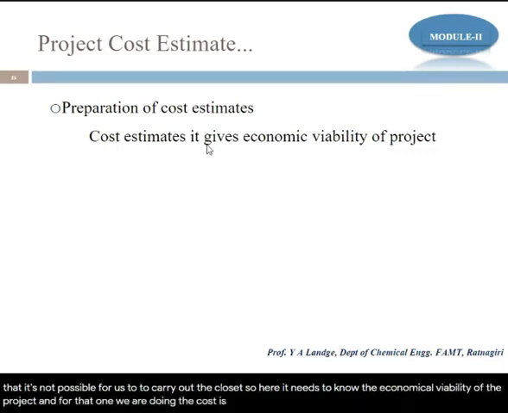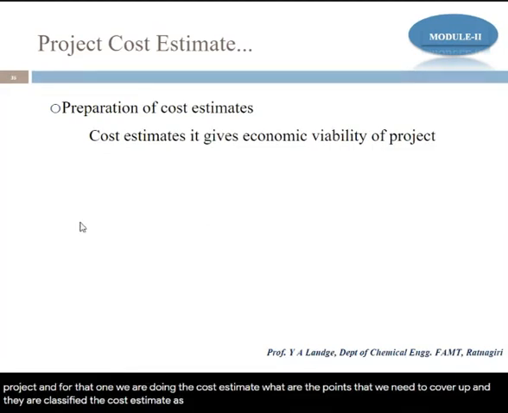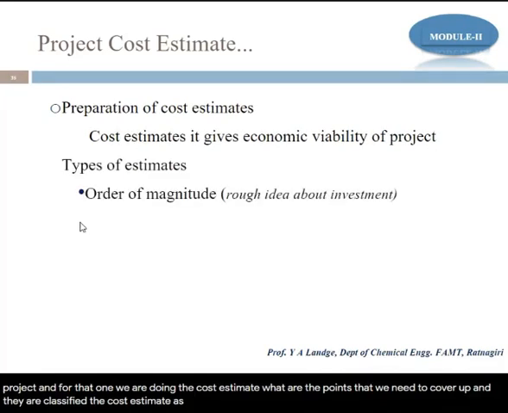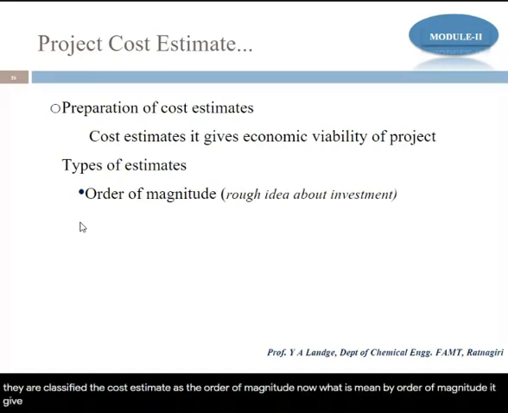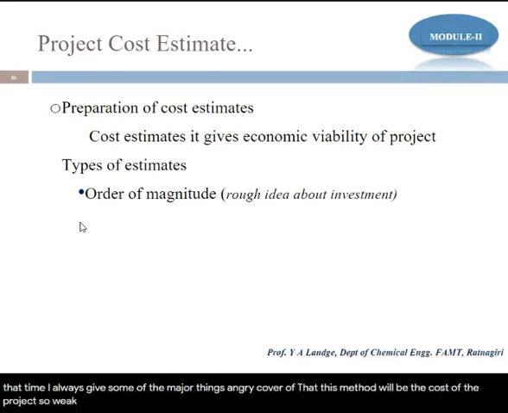So here we need to know the economic viability of the project, and for that we do the cost estimate. Now, what are the points that we need to cover, and how is the cost estimate classified? The first is the order of magnitude. What is meant by order of magnitude? It gives a rough idea about the investment. Once we start writing a project feasibility report, we always give some major things and say that this much will be the cost of the project. So we give a rough idea about it.